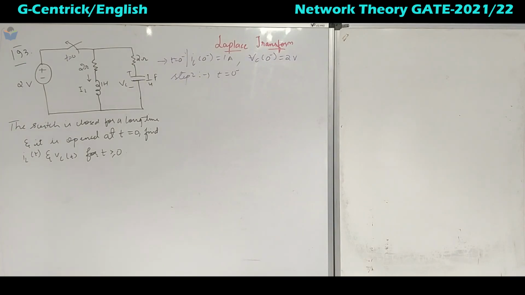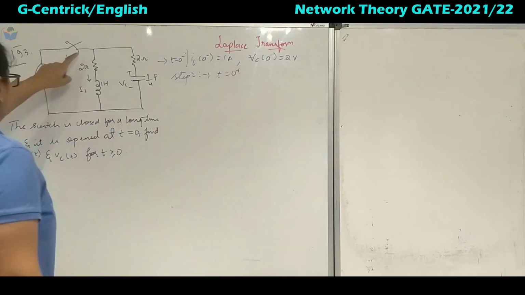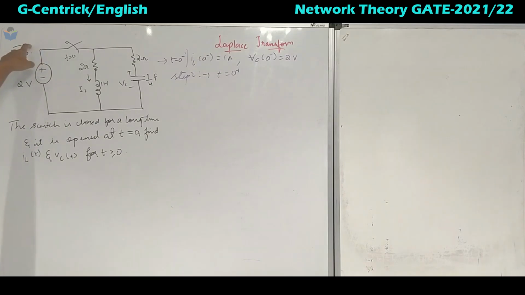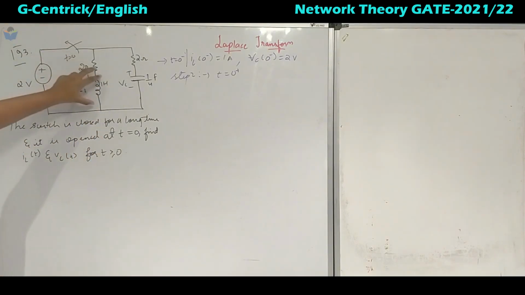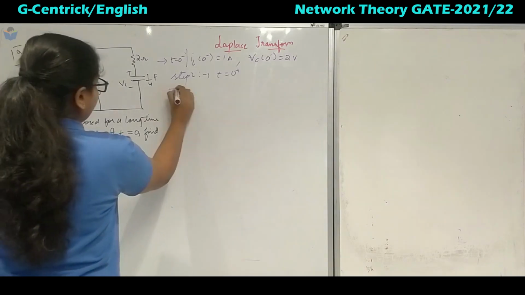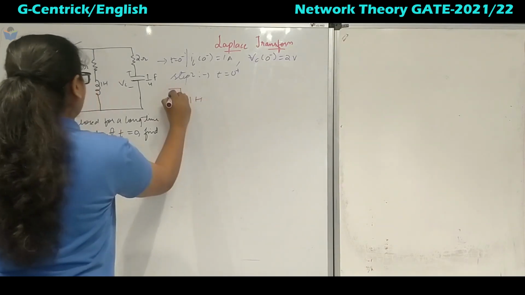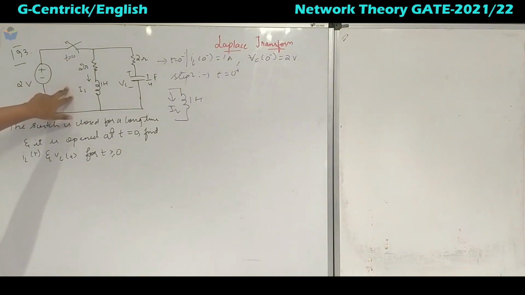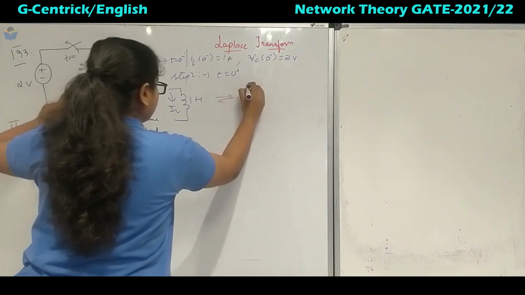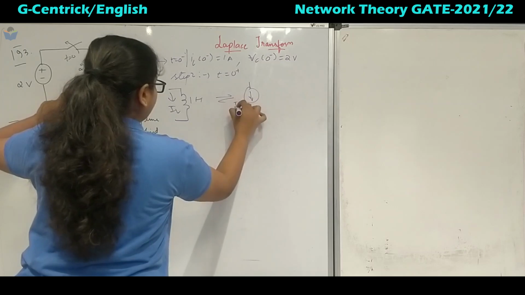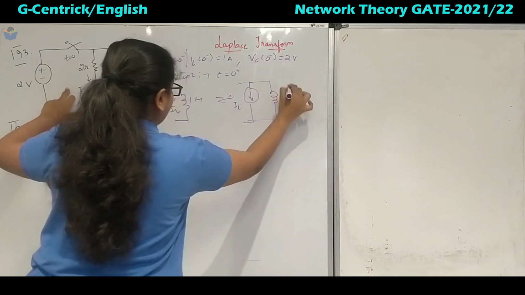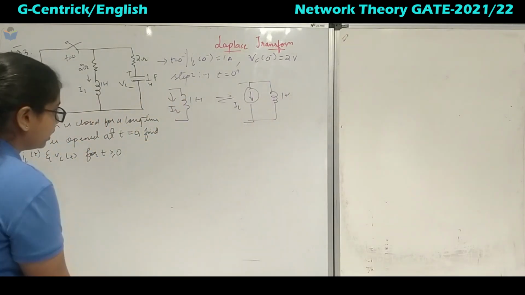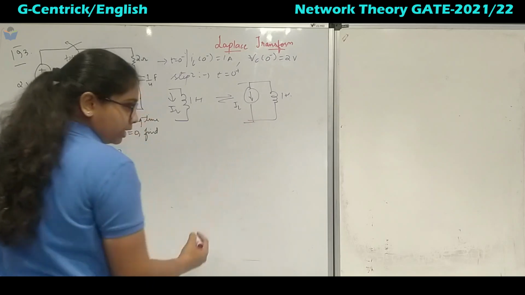Now at t is equal to 0 plus, what is happening? The switch is opened. So when the switch is open, we can write this circuit as, before that we will see this is having the IL current in this one. So this equivalent we will take out. Here we have got 1 Henry and the current is IL in this one. So how do you write this? This is the downward direction IL, and this is the inductor of 1 Henry.